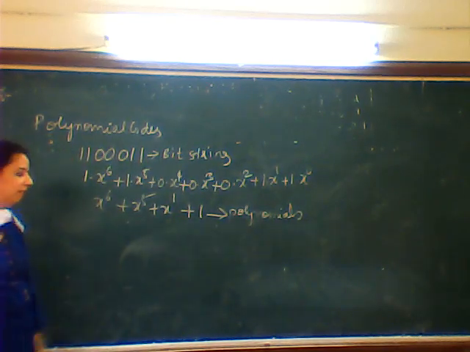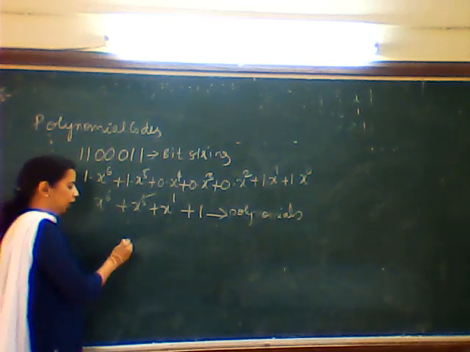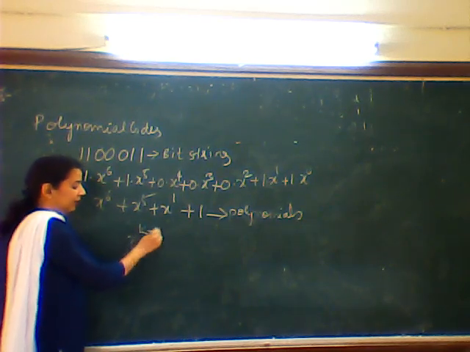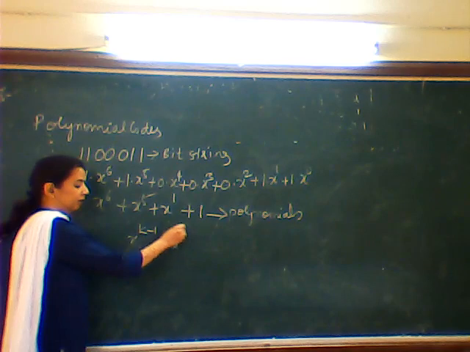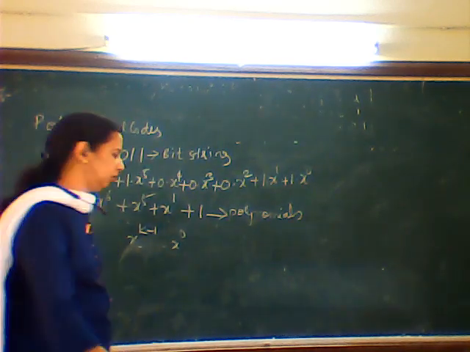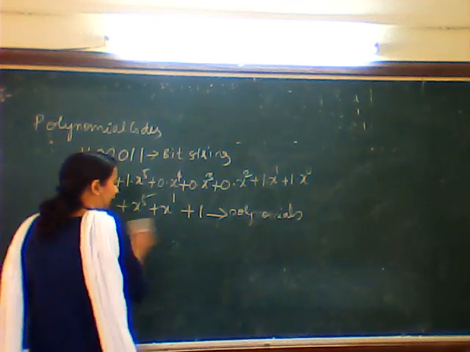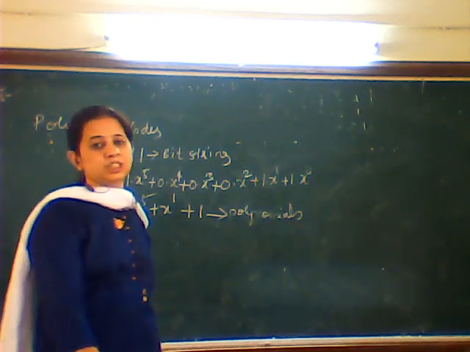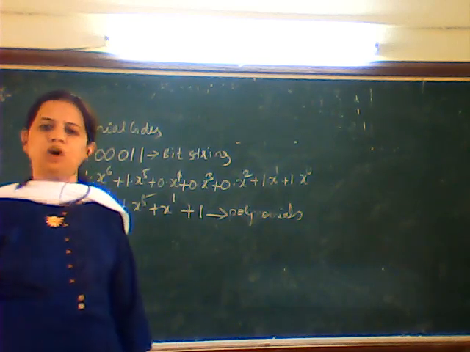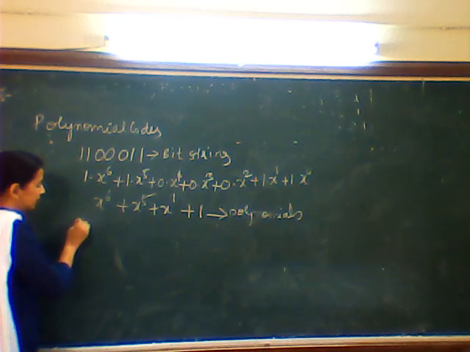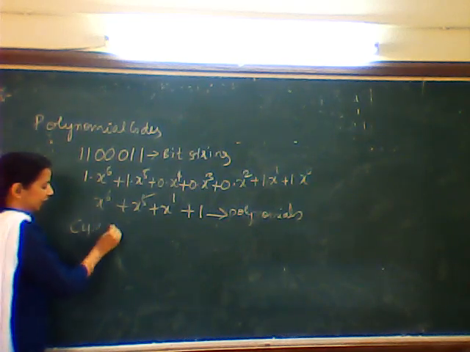So if we have, say, k bits, then we are going to represent it from x to the power of k minus 1 up to x to the power of 0. From k minus 1 to 0. Alright. So if we understand this, then we can understand the method which is based upon polynomial codes for error detection, which is called the cyclic redundancy technique.